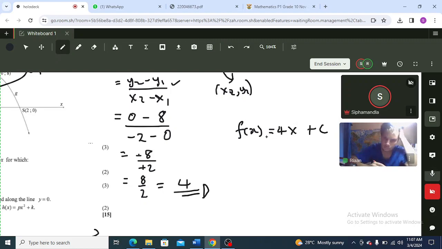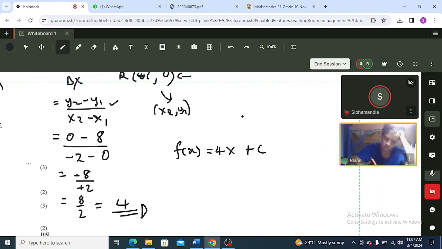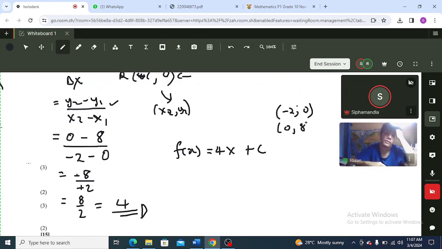As I said, you have to use any of the coordinates that you used to calculate the gradient. The coordinates that you used to calculate the gradient are (-2, 0) and (0, 8). Once you have those two coordinates, you don't need to use both of them. You need to use one of them, and it doesn't matter which one you use because you get the same answer. For the sake of explanation, I will use both of them.